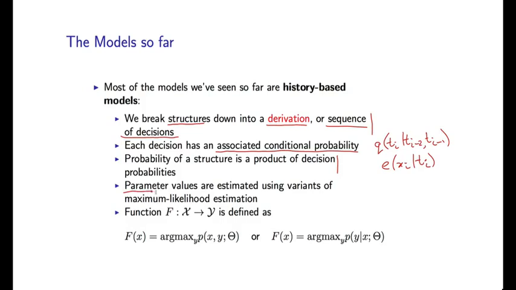We typically estimate the parameters using variants of maximum likelihood estimation, so typically some kind of maximum likelihood estimation with some form of smoothing or regularization. And then finally this function capital F, which maps input x to labels y, is defined as the label y that maximizes either the joint probability of x and y, think of HMMs or PCFGs as being one example of this case, or the conditional probability of y given x. This is what we saw with log linear taggers.